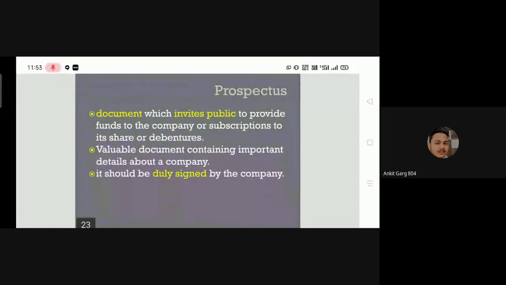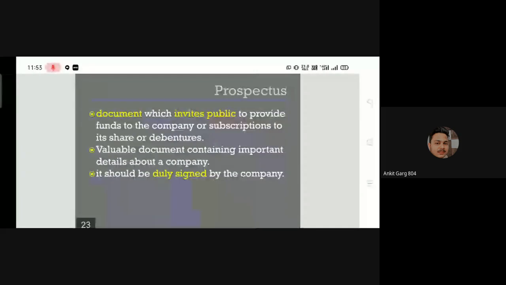Now let us discuss what a prospectus is. A prospectus is a document which invites the public to provide funds to the company or subscriptions to its shares or debentures. Now we can correlate it when the company issues its IPO. In our demat account, we can see it in the details of the company. We are shown the prospectus of the company that we can download, and we can see all the details.